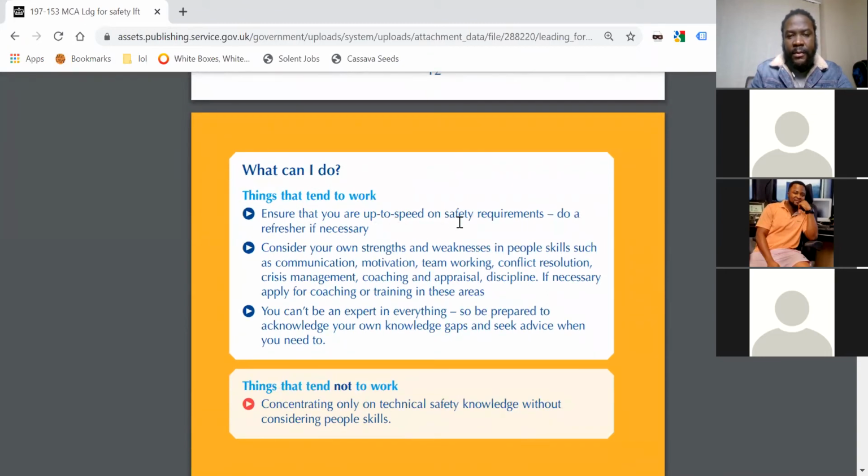So what to do? Ensure that you're up to speed on safety requirements. Do a refresher if necessary. Understand safety. Toolbox talk: the job you want to do that day, you might have done it, or it's new. Try not to just rush into it. Do the TBT. Now there's SWOT, the strengths and weaknesses of everybody, the motivation for people, the team conflicts. I do this when I'm on the ship anyway.